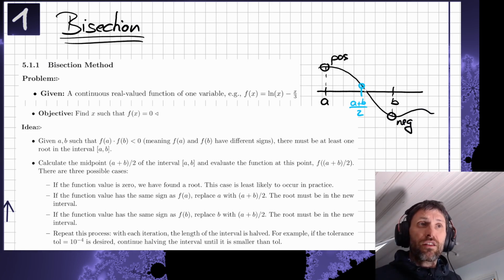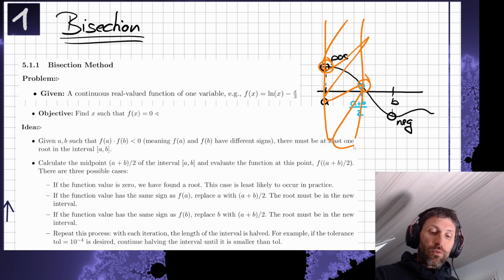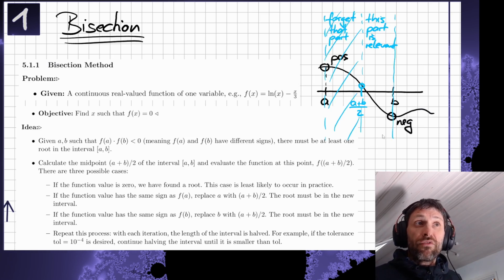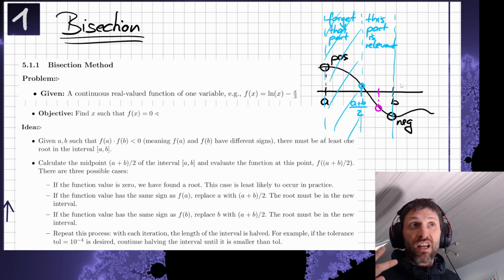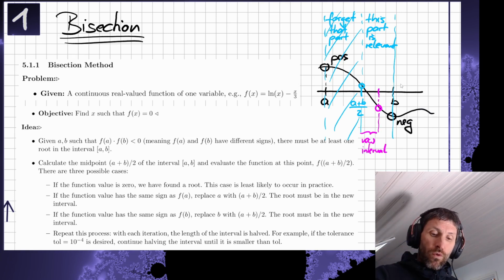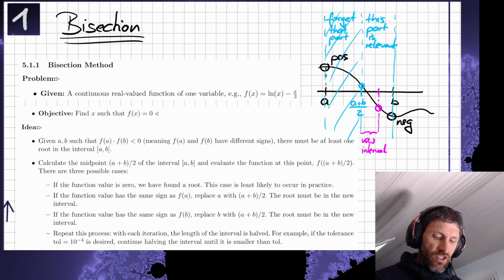In this case, the function value is positive as it was here. And so we can forget this interval. We know that in this interval here, there must be a root. And then we can iterate that process. Now take the midpoint of that interval, check the sign of the function value, get rid of half of the interval and work with this new interval here. And iterating that process, you will find the root.